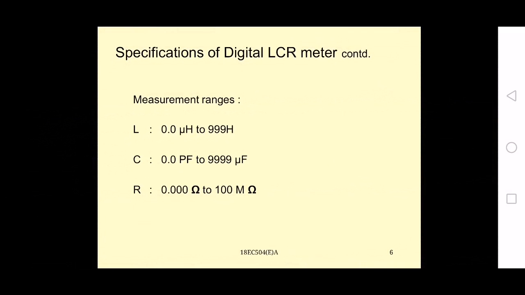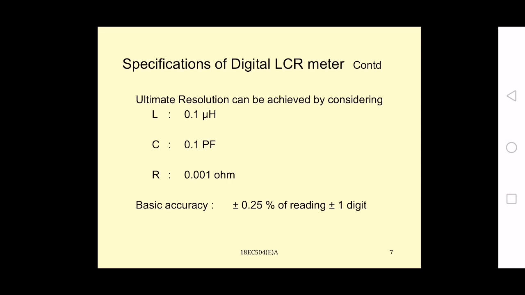These are very important. And the ultimate resolution that can be achieved is by considering L equal to 0.1 microhenry, C equal to 0.1 picofarad, and R value will be 0.001 ohms, and the basic accuracy of this instrument is 0.25% of the reading plus or minus one digit.